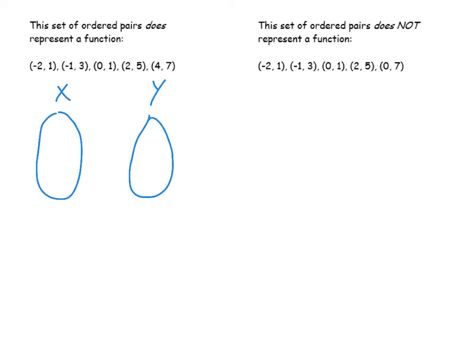Now I go through the ordered pairs here, and I'm just looking at x coordinates. We've got -2, -1, 0, 2, and 4. According to those ordered pairs, that's my domain, or all my x values. For the y's, I have 1, 3. 1 gets repeated. I don't need to draw it a second time in the mapping diagram. I have 5, and I have 7.